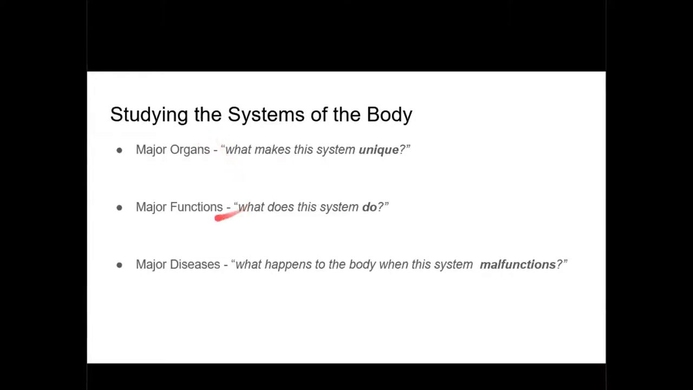Next, you want to ask yourself, what's the major function of that system? What does this system do? For instance, the respiratory system oxygenates the blood, while the digestive system breaks down food. Simple stuff like that. Next, you also want to ask yourself, what are the major diseases of the system? What happens when the system malfunctions or the organ is damaged? By asking yourself these three questions, you'll go a long way on the TEAS test, since a lot of the questions orient themselves around these three major things.